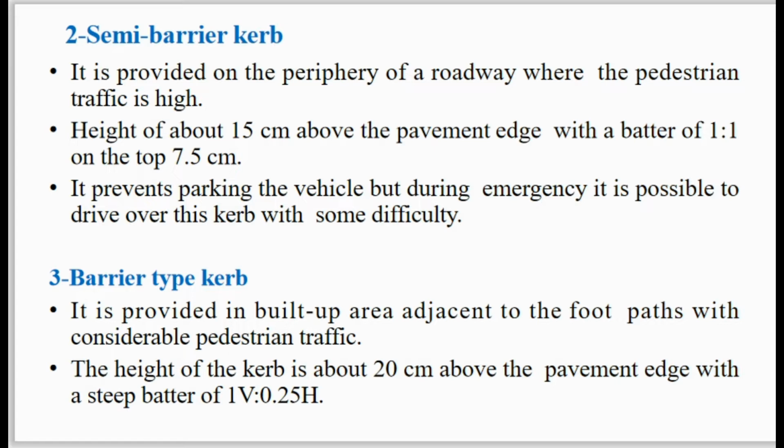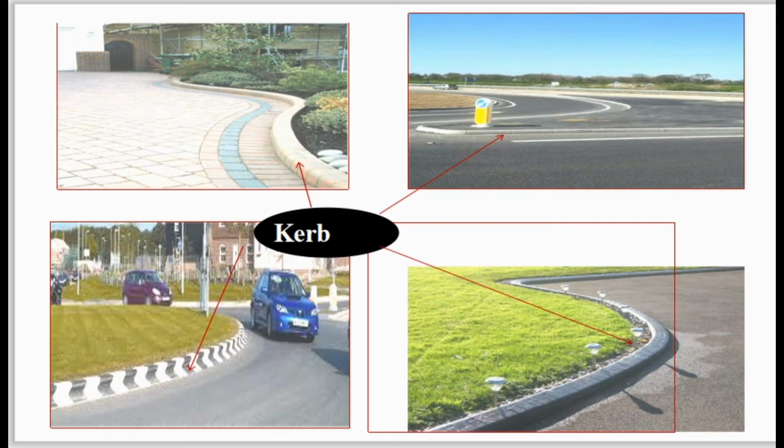The third type is the barrier type, and it is provided in a built-up area adjacent to the footpaths with considerable pedestrian traffic. The height of the curb is about 20 centimeters above the pavement edge with a steep slope of 1:0.25. From this figure, we can see the different types of curbs which are provided along the boundary of the roads.